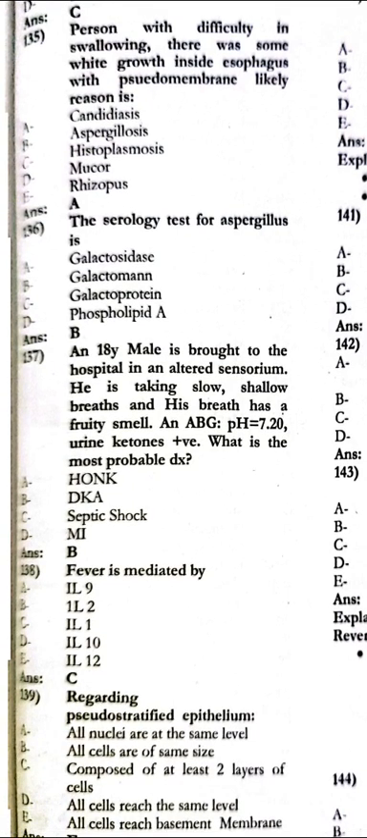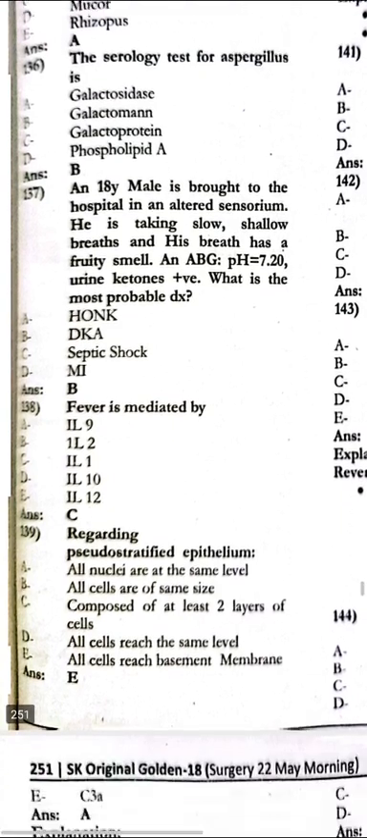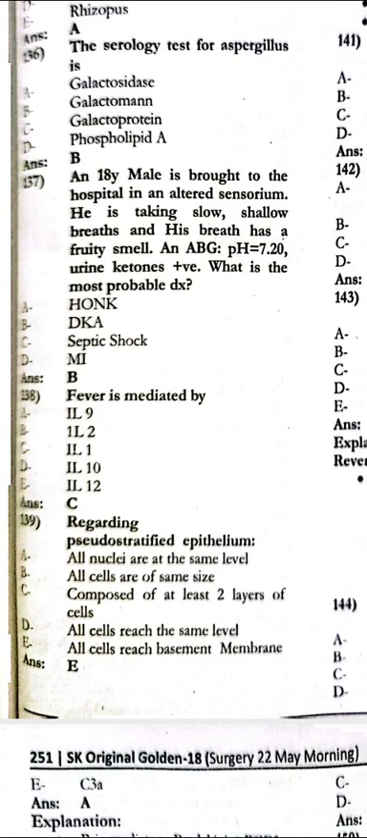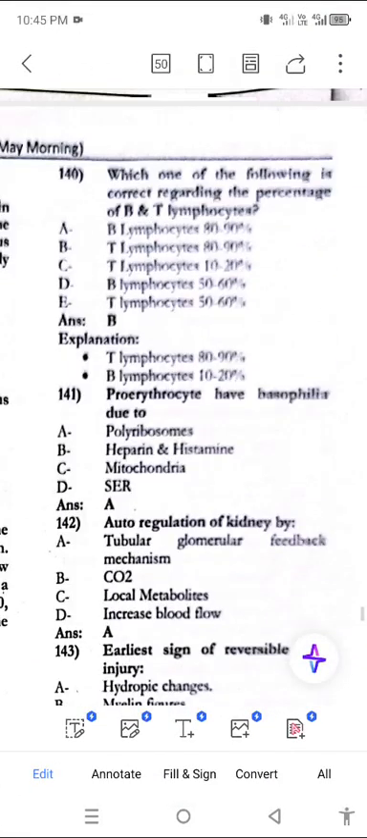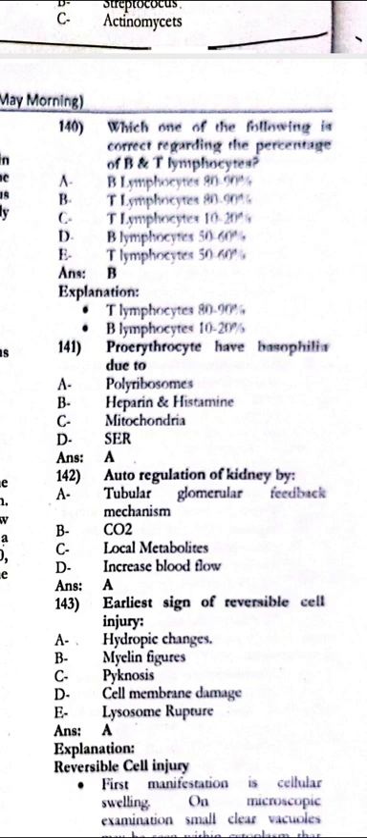Next, an 18-year-old male is brought to the hospital in altered sensorium. He is taking slow shallow breaths and his breath has a fruity smell. ABGs are given. This is due to DKA, diabetic ketoacidosis. Fever is mediated by interleukin 1. Next, regarding pseudostratified epithelium, all cells reach the basement membrane. Next, 140. Which of the following is correct regarding the percentage of B and T lymphocytes? That is T lymphocytes 80 to 90%.